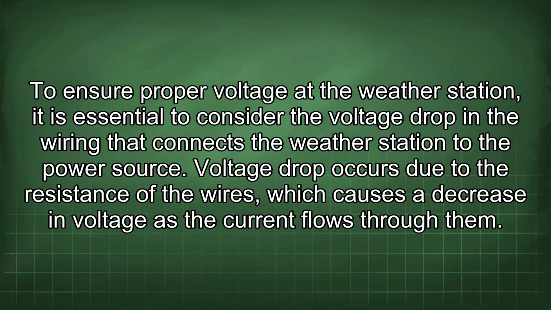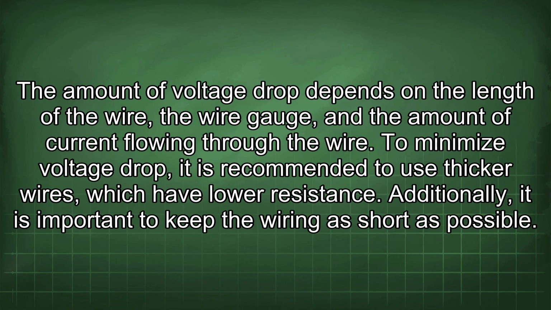Voltage drop occurs due to the resistance of the wires, which causes a decrease in voltage as the current flows through them. The amount of voltage drop depends on the length of the wire, the wire gauge, and the amount of current flowing through the wire. To minimize voltage drop, it is recommended to use thicker wires, which have lower resistance. Additionally, it is important to keep the wiring as short as possible.